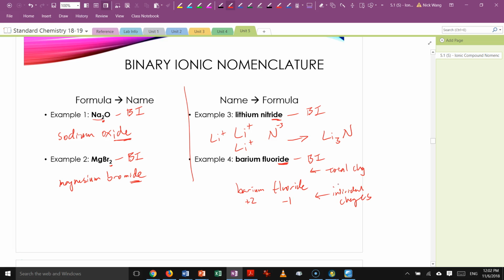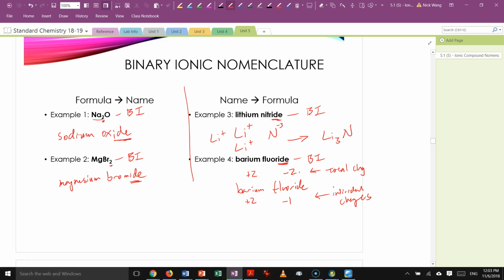What that means is that my total charges for the positive and negative have to be the same. One way to do that is to look at this as a least common multiple. Hopefully you remember what least common multiple means, which is basically what number both of these numbers, 2 and 1, can divide into equally, with no remainders and nothing left over. It turns out that it should probably be a +2 and a -2. That's the least common multiple between 2 and 1.